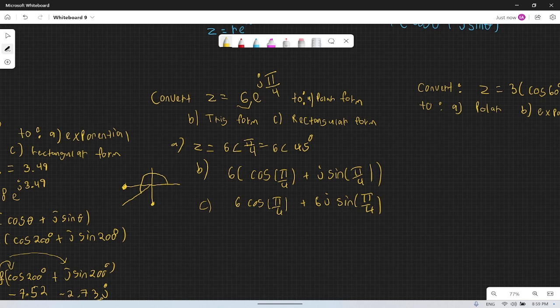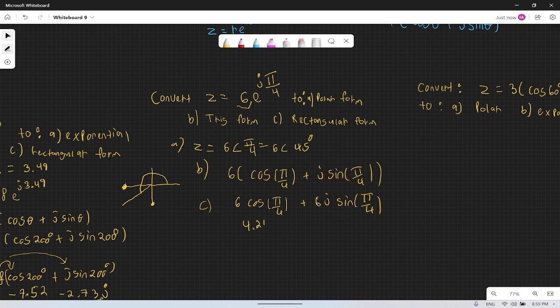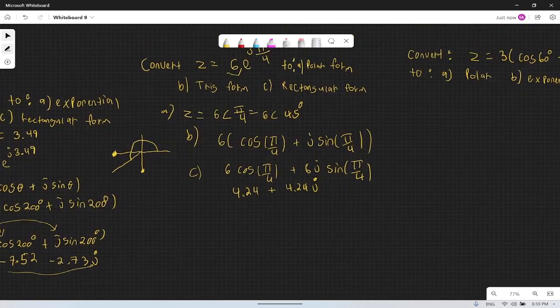So 6 cos of 45, or pi over 4, would be 4.24, plus, and then it'll also be plus 4.24j. I guess that makes sense because the angle is a 45 degree angle, since they're both equal.